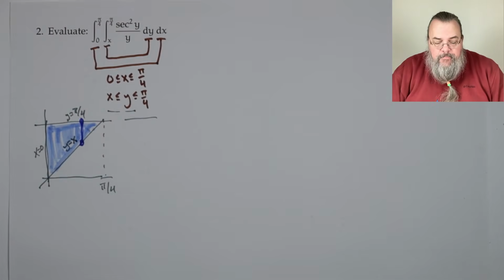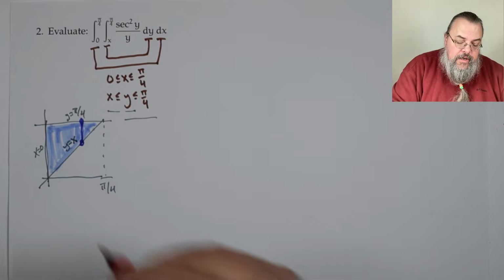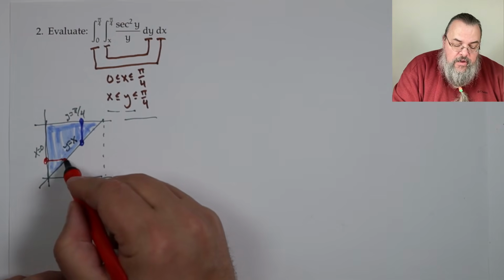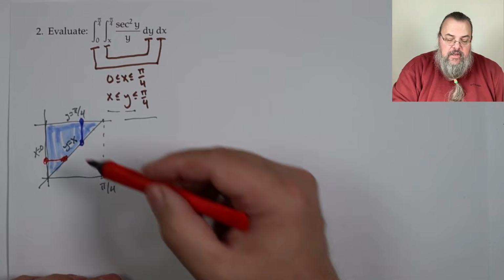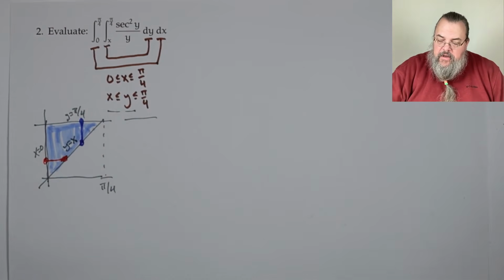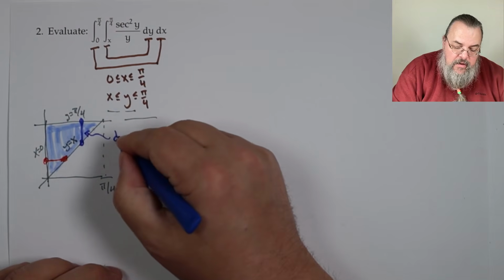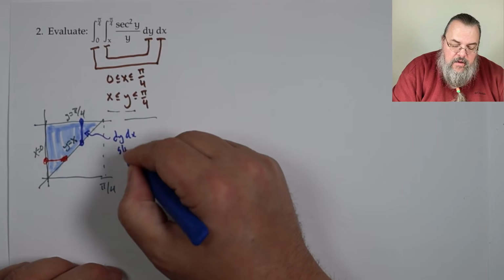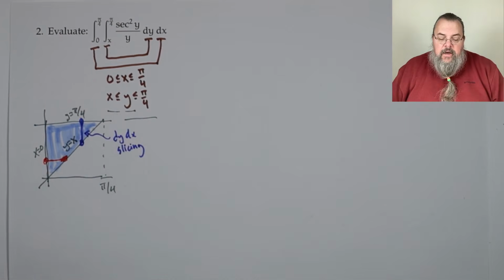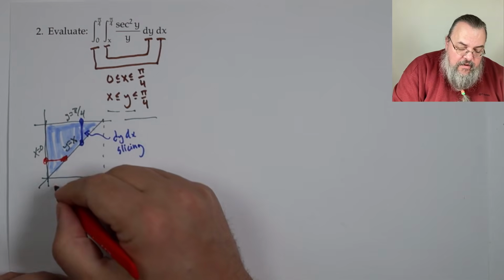Now, what are we going to do? Well, we're going to switch the order of integration, which really comes down to switching the way we slice. Here, dy dx, that's the blue one. And I'll make a little note here. This is our dy dx slicing. And now for the red, which is horizontal, that's our other option. And that's our dx dy slicing.